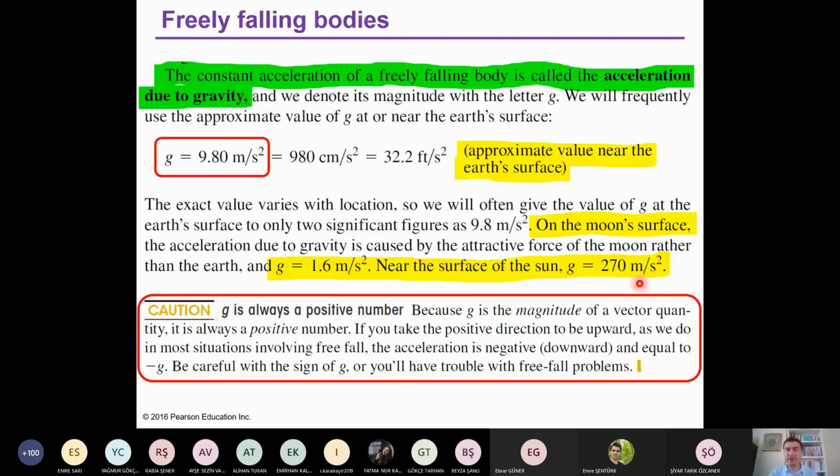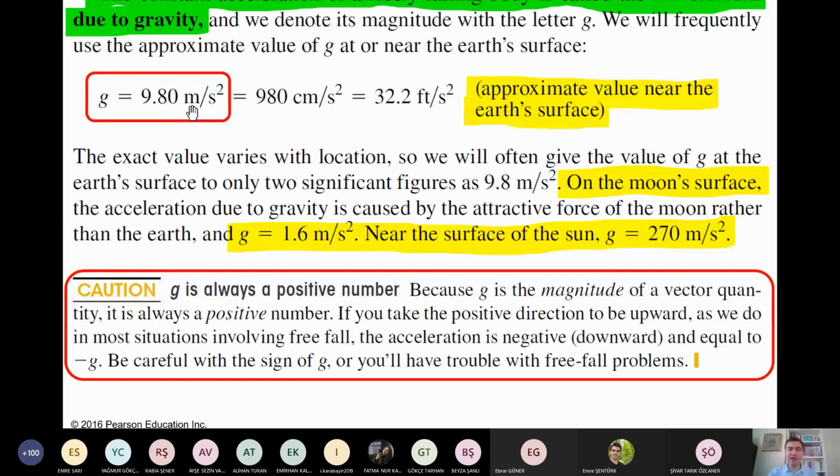So in our calculations, usually in the questions or problems in this chapter or in the forthcoming chapters of university physics, g will generally be taken as a constant number. And here, let me remind you of this caution from the book. If you are using the magnitude of g, you will always get a positive number. Remember the vectors: magnitude is always positive.